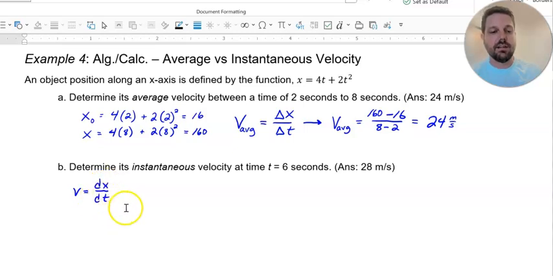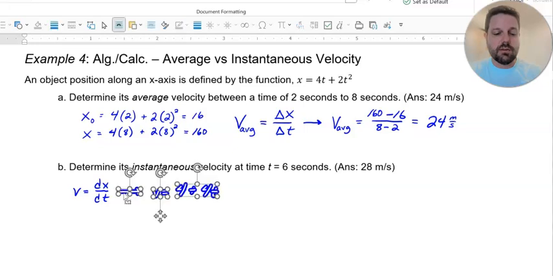meaning they're essentially shrunk down to being a single point. So the delta x is not even measurable because they're so close together. So this is going to be the notation for doing a derivative.